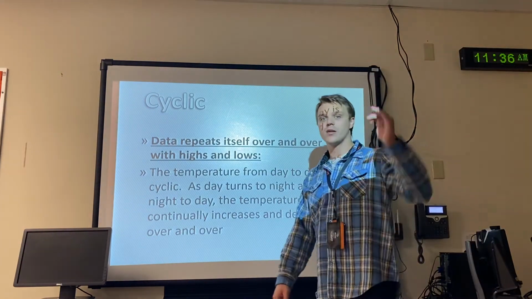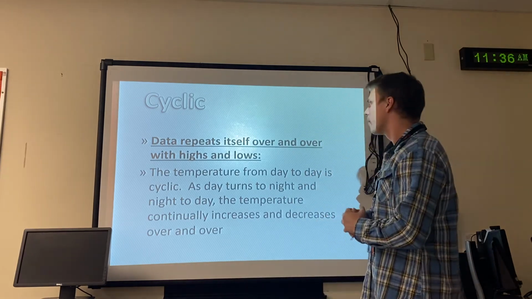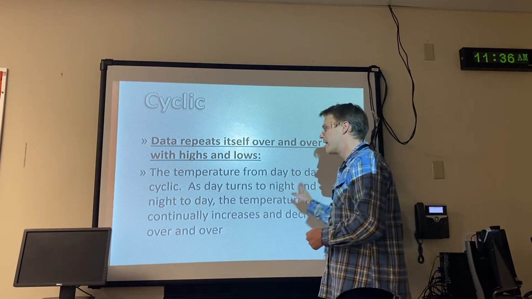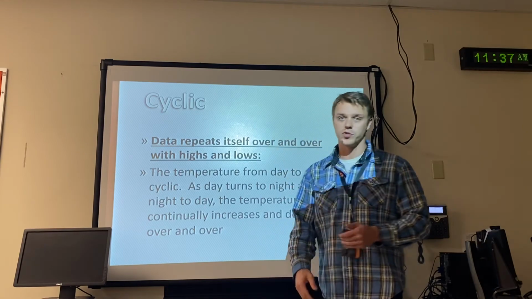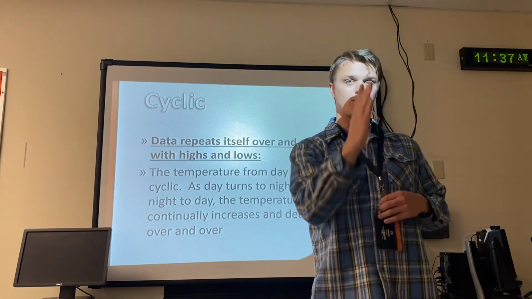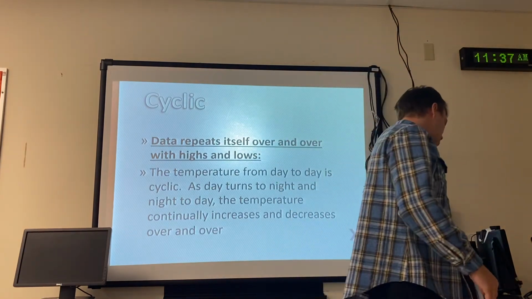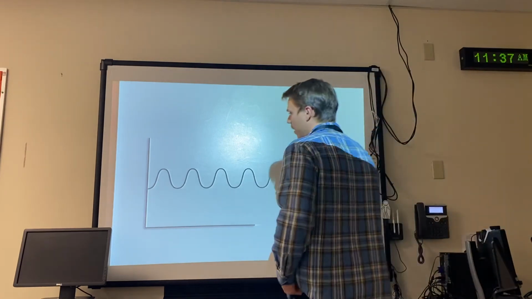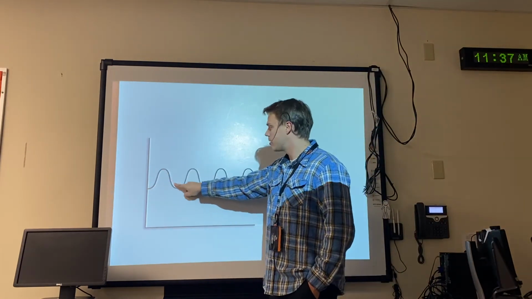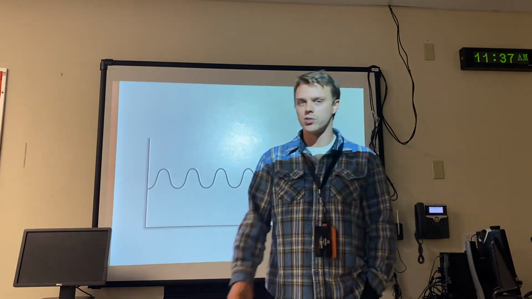This is going to be data that repeats over and over. So the temperature from day to day is cyclic, meaning that during the day it gets warm, and then at night it gets cold. And the next day it gets warm, and at night it gets cold. Warm and cold. And that graph looks, as you would expect, like waves. It goes down, then up, then down, then up, then down, then up. And that is a cyclic relationship, okay?